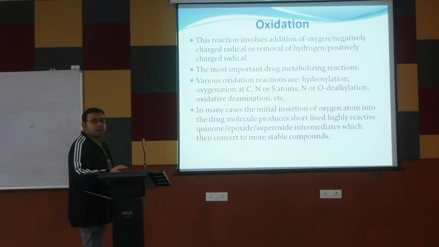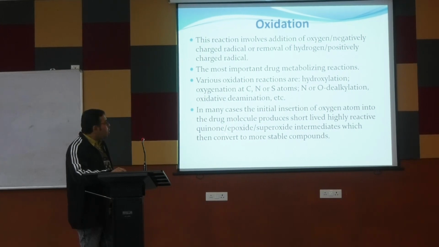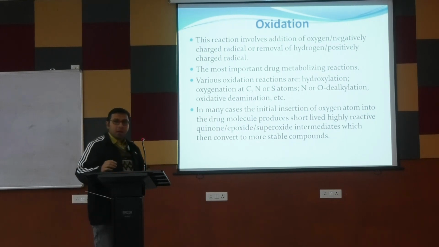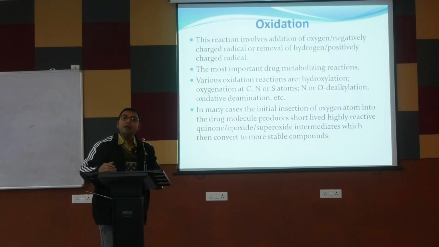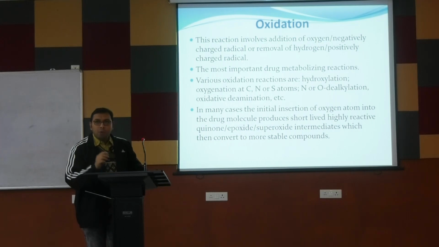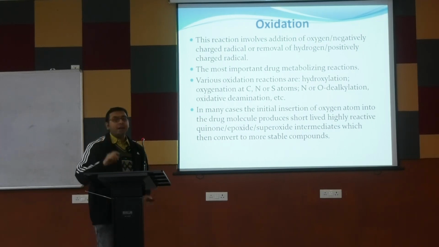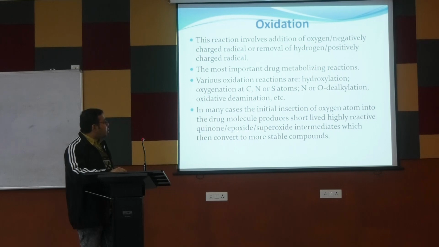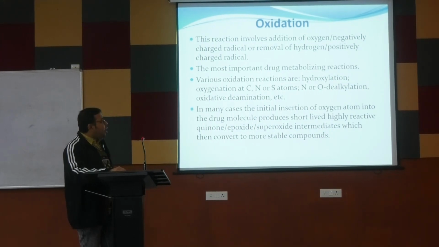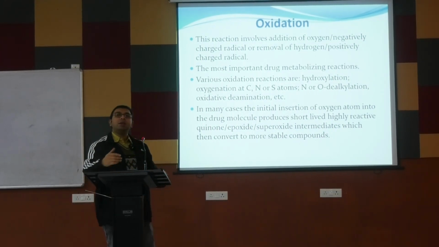In many cases, the initial insertion of the oxygen atom into the drug molecule produces short-lived, highly reactive quinone or epoxide or superoxide intermediates. So what happens is that within the reactions, there may be some intermediary reactions, and intermediary metabolites are formed. Most of these metabolites contain some free radicals like quinone radicals, epoxide radicals or superoxide radicals, which then convert to more stable compounds. But these free radicals also cause some oxidative changes.